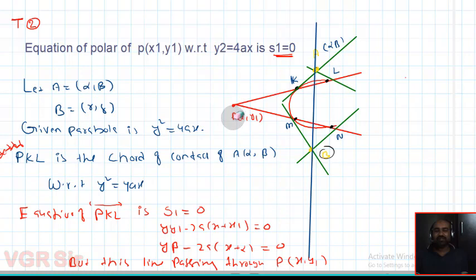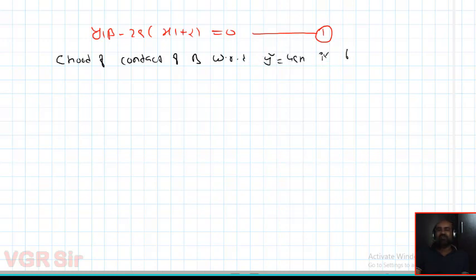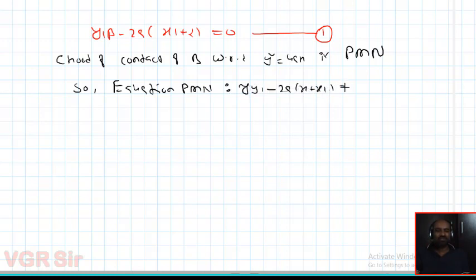Students, listen now. What is PMN here? PMN is the chord of contact for the point B only. So I will write here, chord of contact of B with respect to y square equal to 4ax is PMN. So the equation of PMN: y y1 minus 2a times (x plus x1) equal to 0, with respect to the point gamma comma delta only, no?